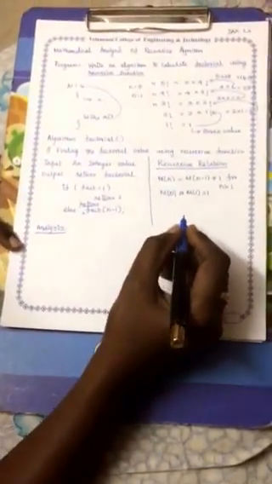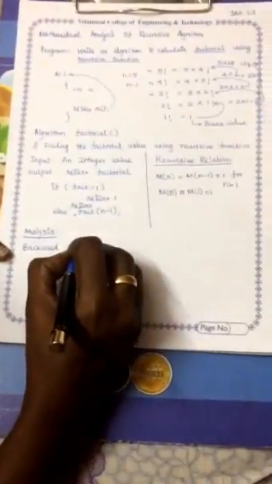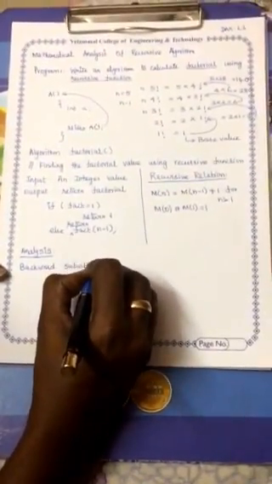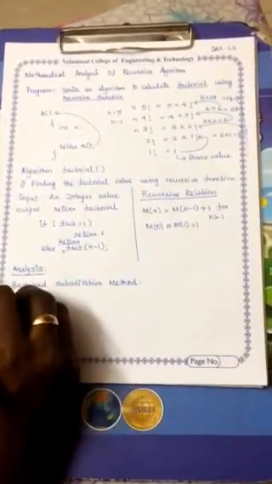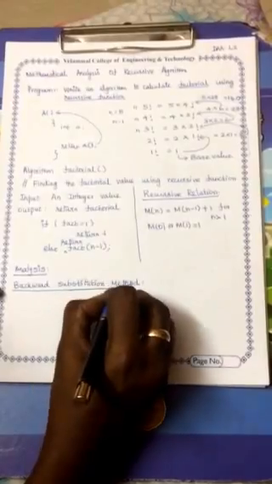Now we are going to do the analysis. Here in analysis, we are going to use a mathematical formula. We call that backward substitution. Backward substitution method is used to analyze this recurrence relation.